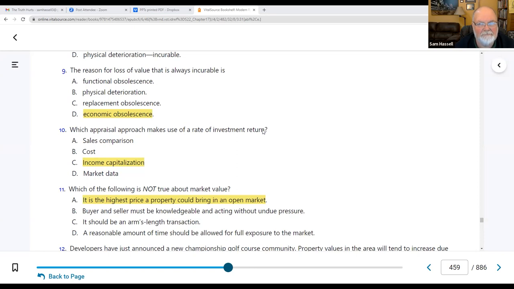Number 10, which of the appraisal approaches makes use of the rate of investment return? And this is going to be the income capitalization approach, right? Our ROI, our capitalization, our percentage of profit.